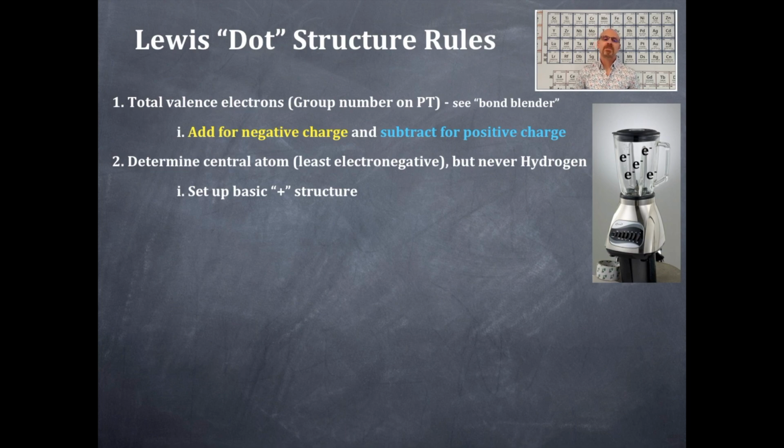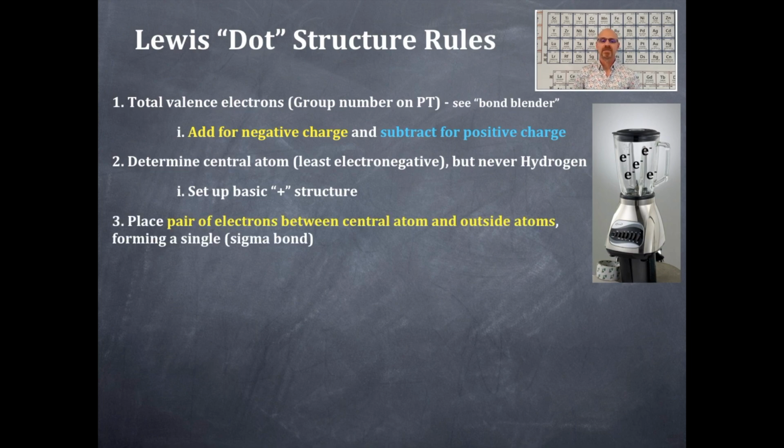Okay, we're going to set up a basic plus or X marks the spot-like structure, and that central element is going to go right in the middle of that plus sign. Okay, number three, we're going to place a pair of electrons between the central atom and the outside atoms. That forms a single or sigma bond. That's when we're starting to dump out the electrons from our bond blender after we hit the frappe button.